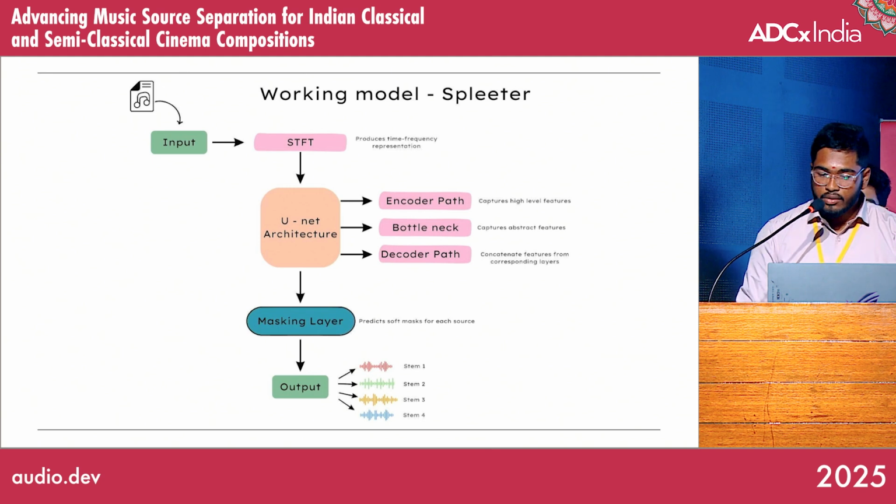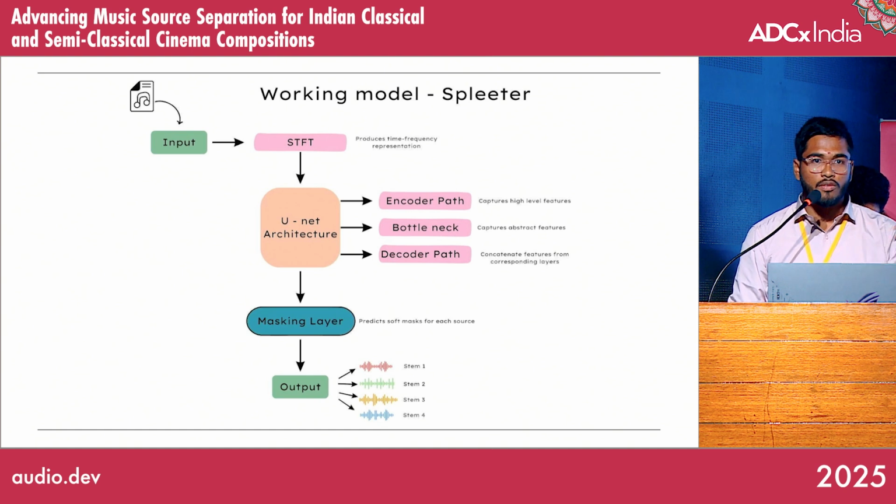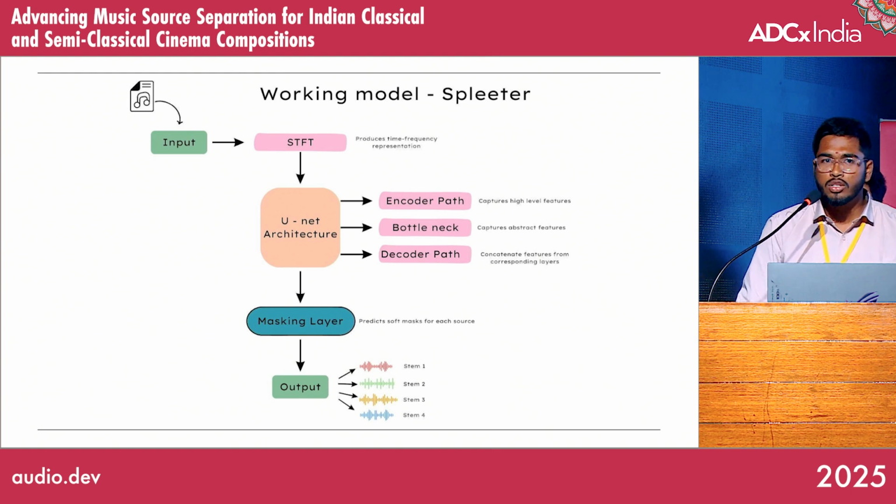Okay, so for the source separation models existing in the Western music system, explained by Pawan, we have seen so many source separation models. Within that, we have selected two models, both of which are open source: one is Spleeter and another is Demucs. We chose those models because both work deeply using UNet architectures of neural network models.